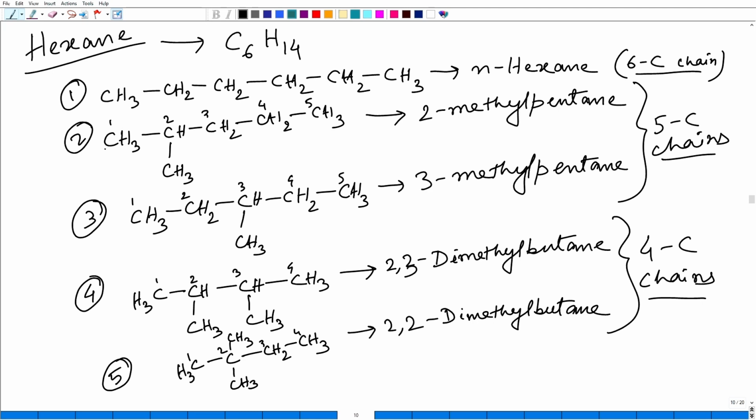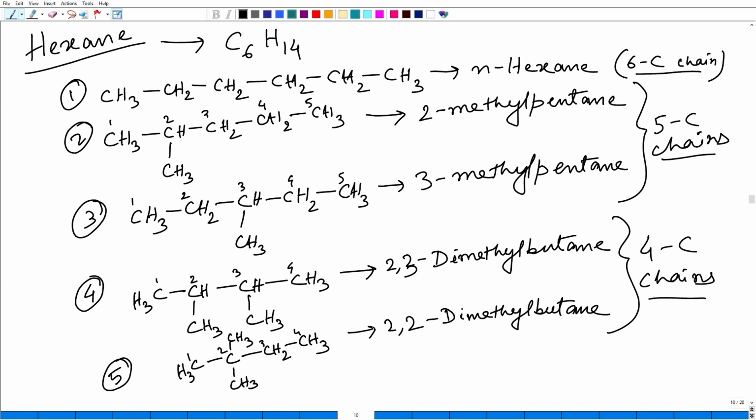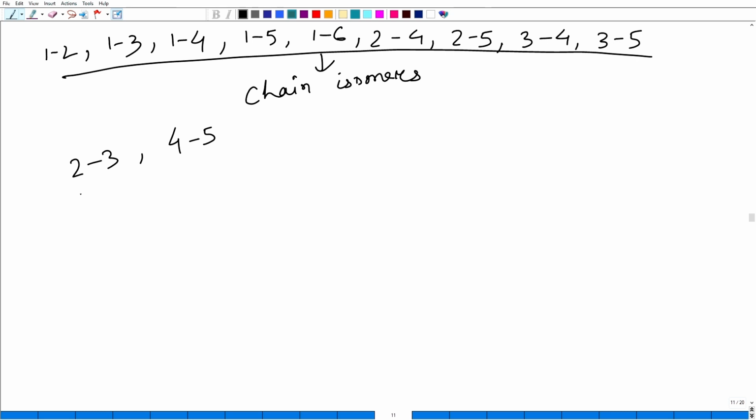Now, if we look at 2 and 3, see in 2 the position of this substituted methyl group was at the second carbon, but in 3 the position of the methyl group is in the third carbon. The chain length is same, both have 5 carbon chains, but the difference is in the position of the methyl group. So, these are called positional isomers. So, 2 and 3 are positional isomers, also for 4 and 5. In 4 and 5, position of one methyl group is same, but the other methyl group, in 4 it was in the third position, in 5 it is in the second position. So, 4 and 5 are also positional isomers.